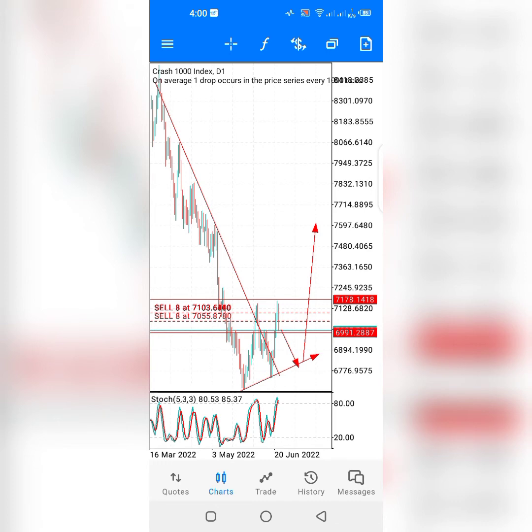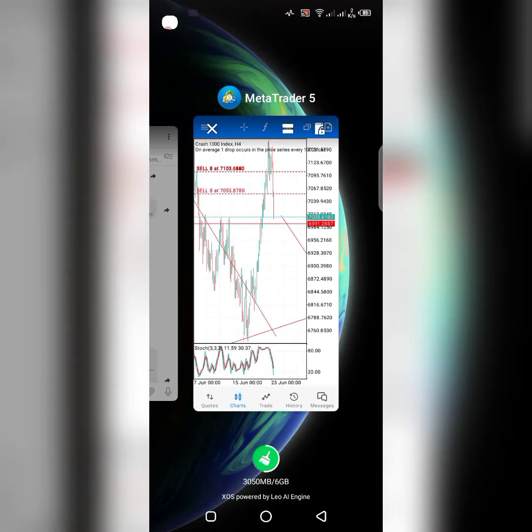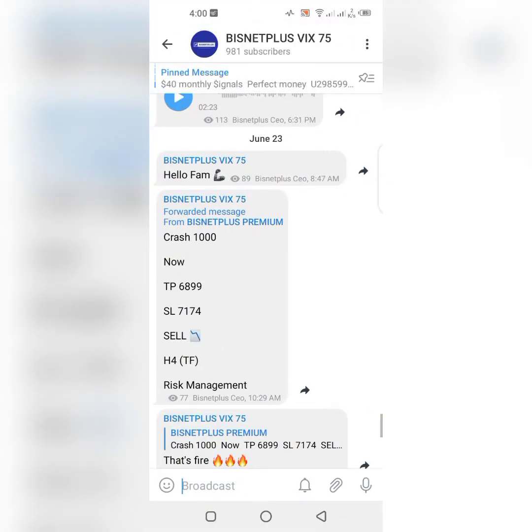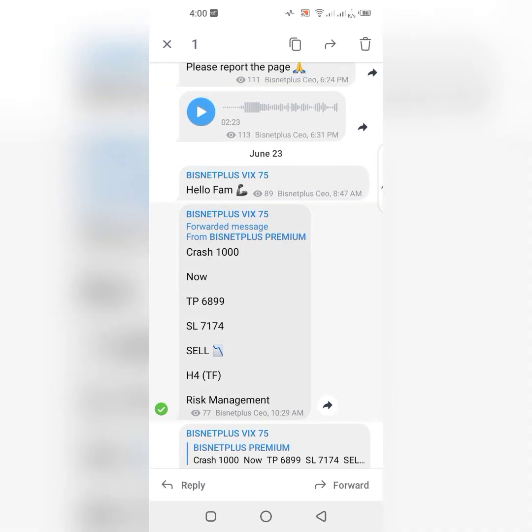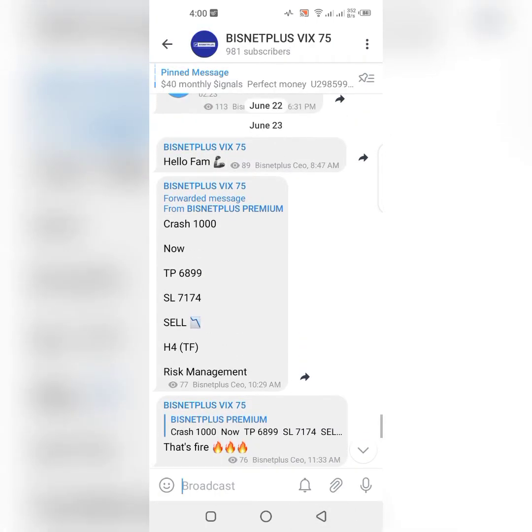So now let me go back to H4 time frame, which the signal was picked from. Now I want you to see this. You see the time frame. You can see the TF on this. All right, the TF is H4, which I told everyone to apply risk management.